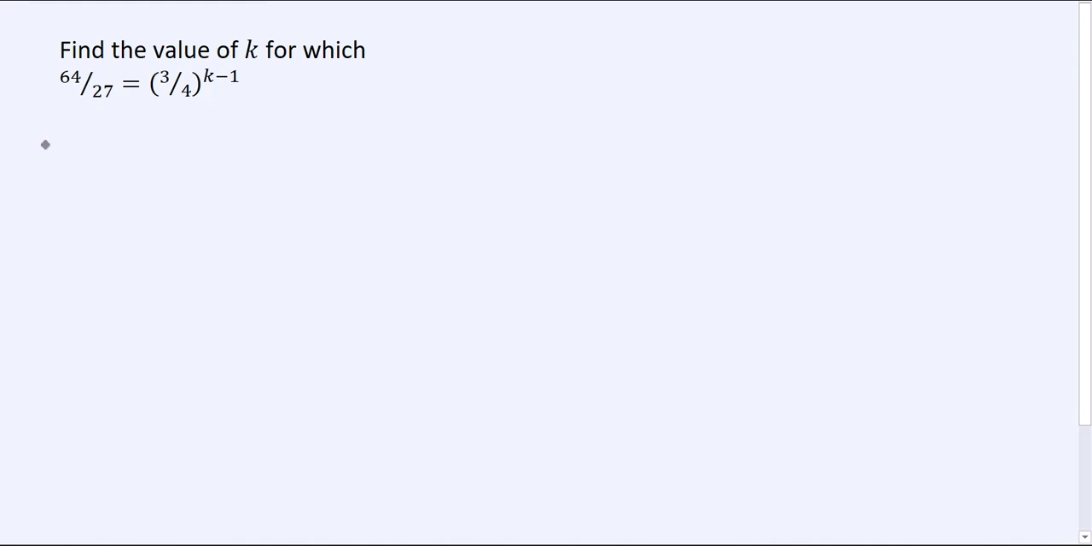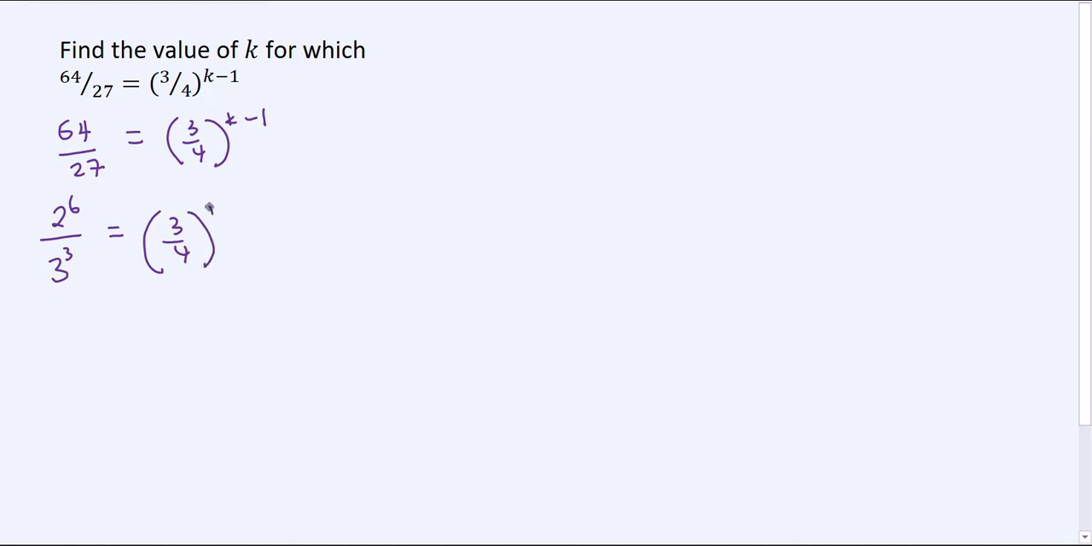Okay, here we have 64 over 27 is equal to 3 over 4 all raised to power k minus 1. So we are meant to solve for k. 64 is the same thing as 2 raised to power 6, and 27 is the same as 3 raised to power 3, equal to 3 over 4 all raised to power k minus 1.